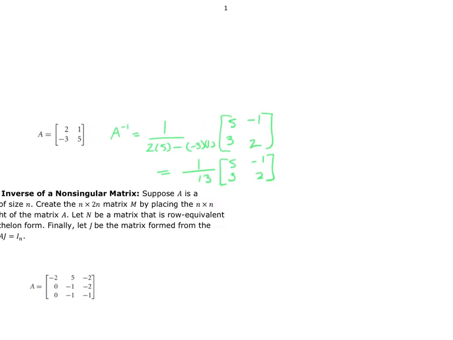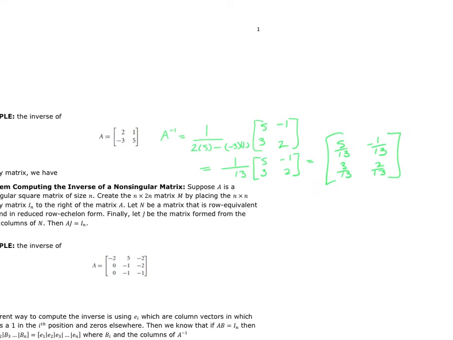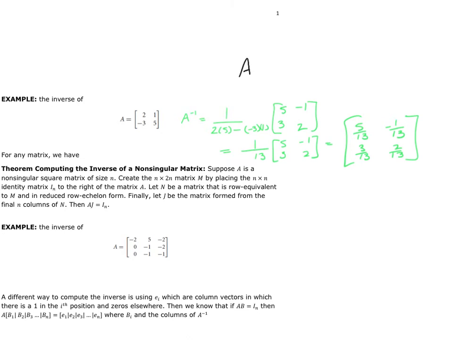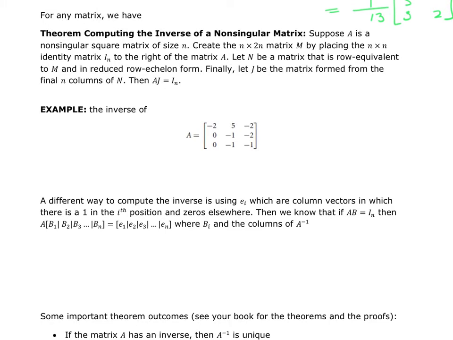And I'm going to go ahead and multiply that 13 through, and so I get 5 over 13, negative 1 over 13, 3 over 13, and 2 over 13. So that is my inverse, and if I were to multiply A by A inverse, which I don't feel like doing, I will find that this does indeed become the identity. If I put A inverse on one side or the other, it will still end up becoming the identity.